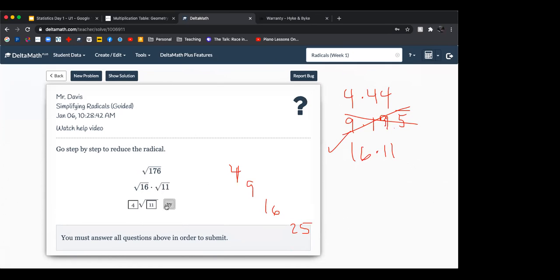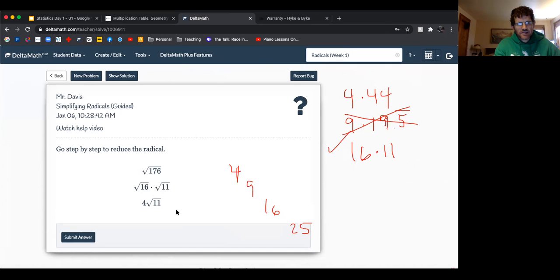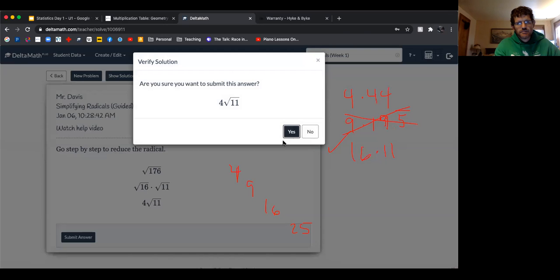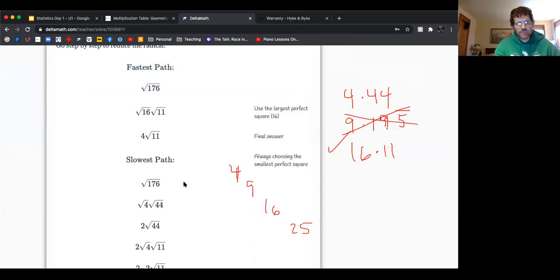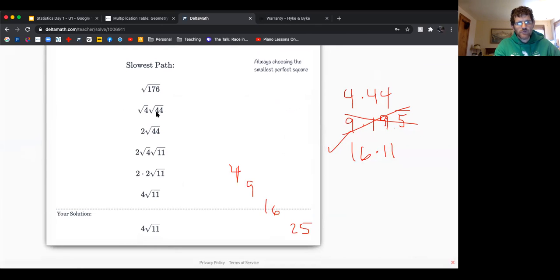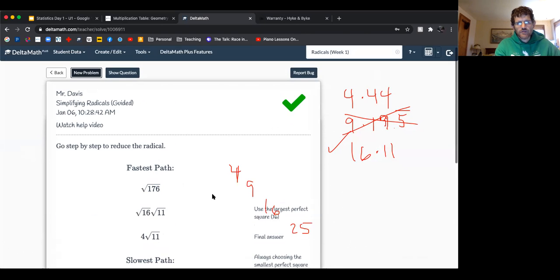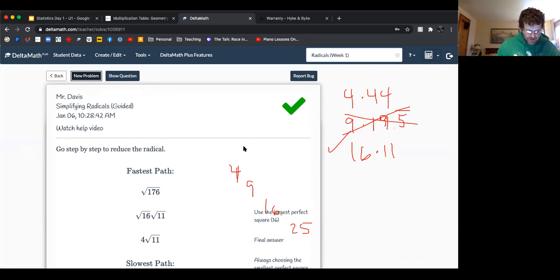And I'm pretty sure that's all I can do. And notice it doesn't give me an option to keep going. So that's telling me that there's no factor of 11 that's a perfect square. And that's a prime number. Most of you probably already know that that's about as simplified as we can get. I'll submit it, and we're done. And that was the fastest path this time. But again, if you just did the 4 times 44, it would keep prompting you to keep going until you got to this anyway. So regardless of how you do it, that's kind of the process.